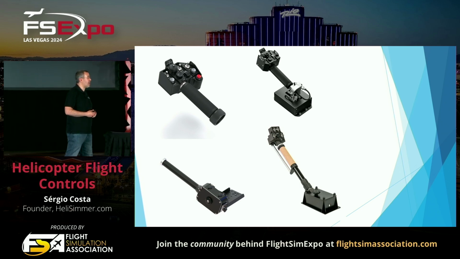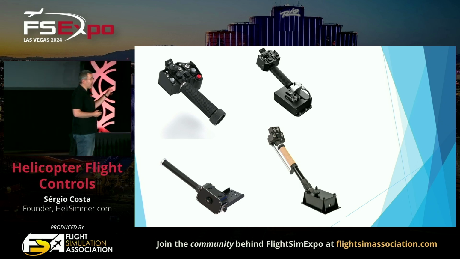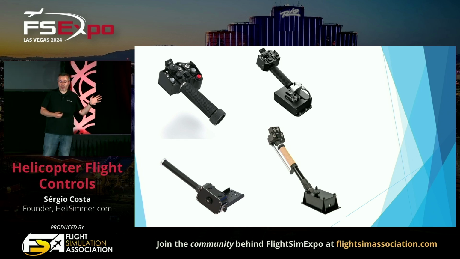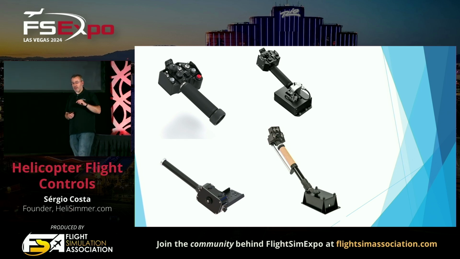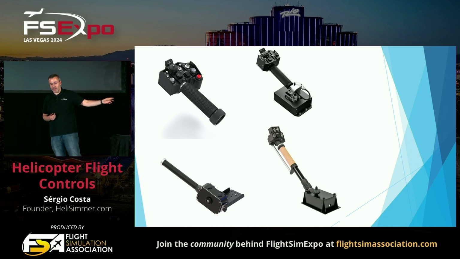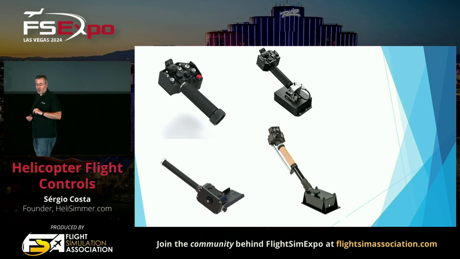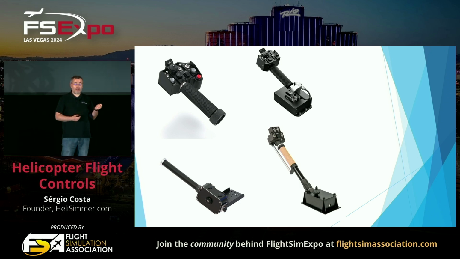Again, I have a few examples here. The two images on the left are from Thrustmaster. Thrustmaster has a nice system in which you can get the base, which is the image on the bottom left. They have two bases, one with and one without the throttle, and then you can buy one of their collective heads and just plug it into the base.